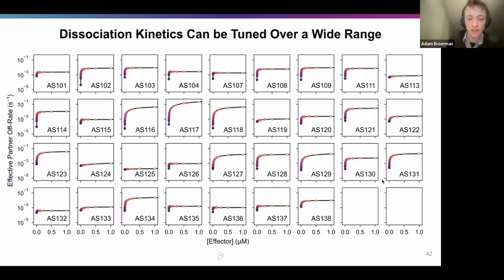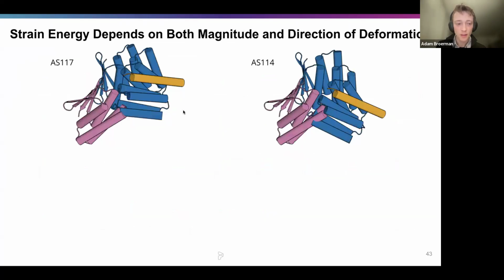And when we test all of these, we see quite a range of kinetic behavior. For the most part, they don't work very well, but there are a few designs, particularly these three, which show quite dramatic accelerations of dissociation in response to the effector. So this was quite cool to see. This one gets up to maybe 2000 or 2500 fold acceleration.